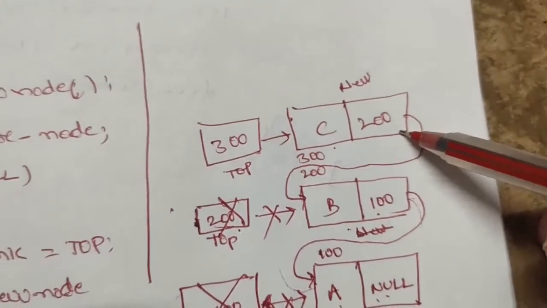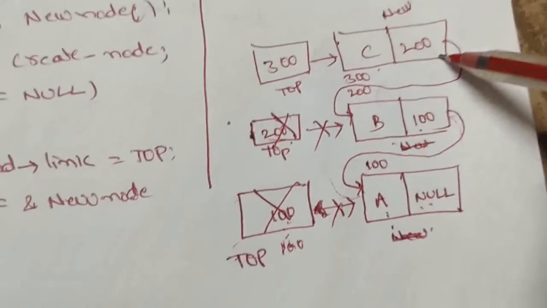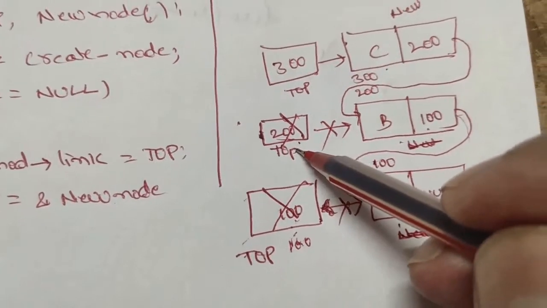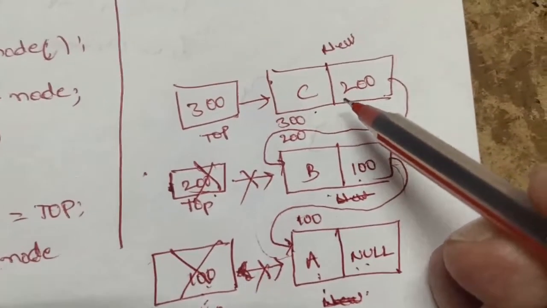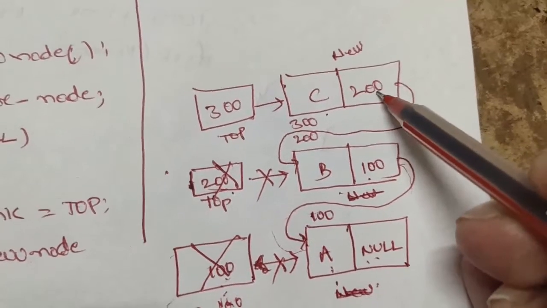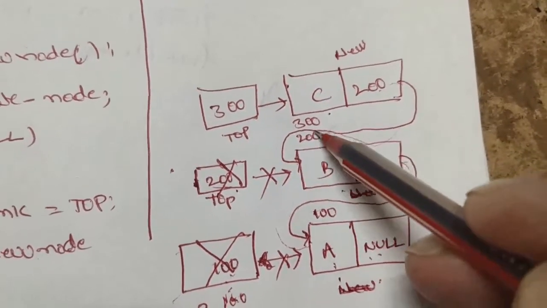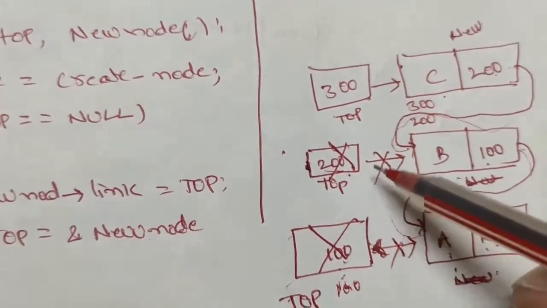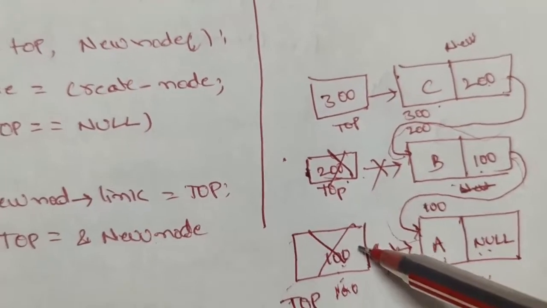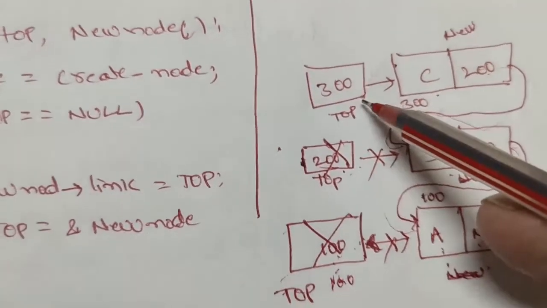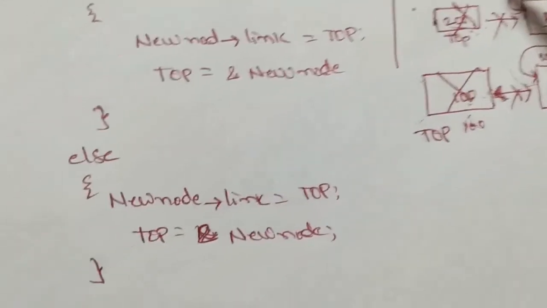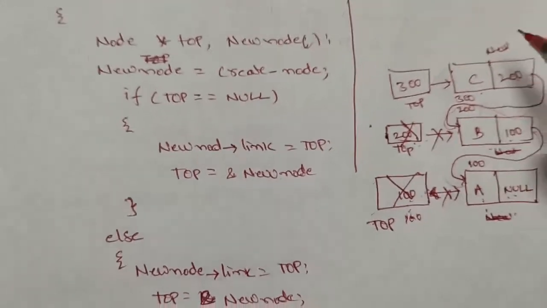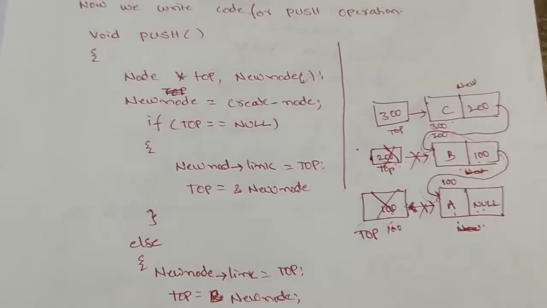Now this is the new node. New node link equal to top. We know that now the top has 200. The 200 is transferred to this part. That means the new node is linked to the previously created node, and then top equal to ampersand new node. So the new node address is 300, and the top has that. That means the top value is moved from bottom to the top, like in a linear data structure. So this is the algorithm for the push operation.